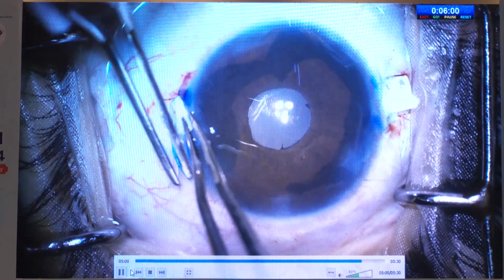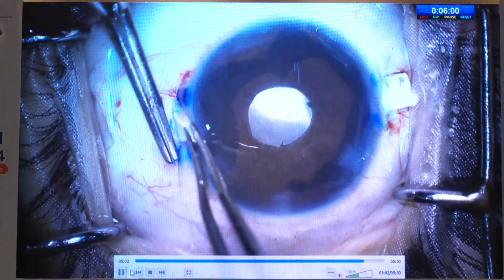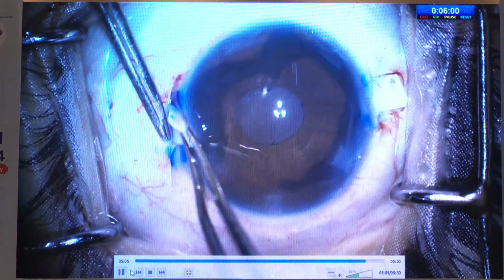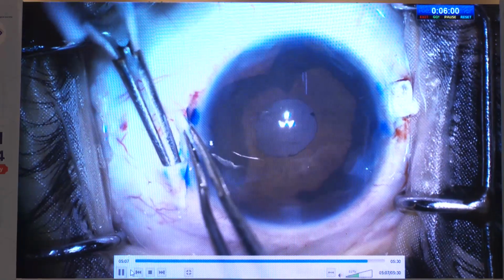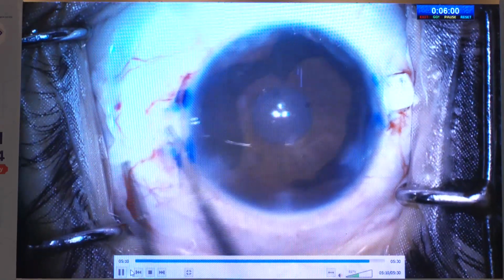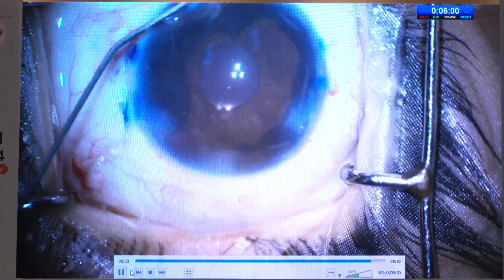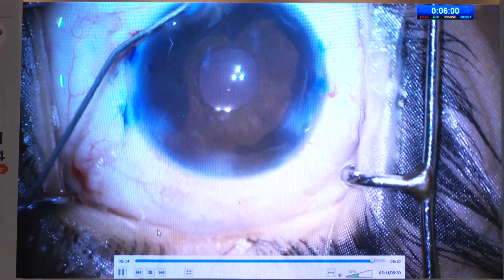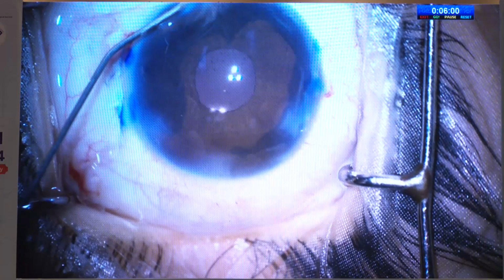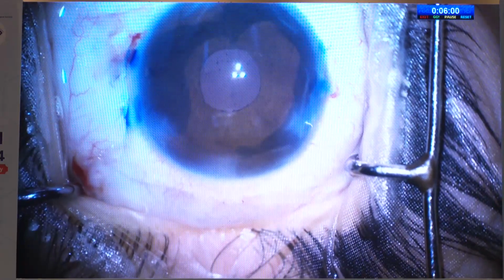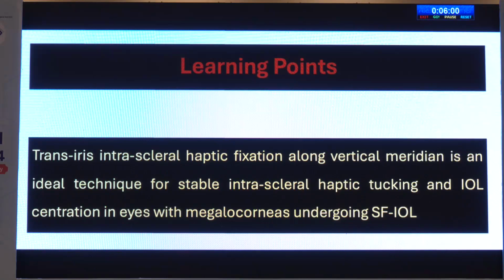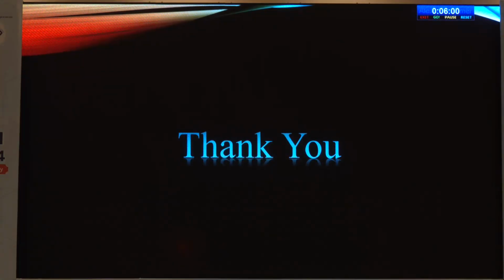Similarly, the other haptic was also tucked in the scleral tunnel. Thereafter, scleral flaps were closed using fibrin glue and the conjunctiva was also closed. On follow-up, the patient had a well-centered IOL. This tells us that trans-iris bypass along the vertical meridian provides a very stable position in eyes with megalocornea undergoing scleral fixated IOL.